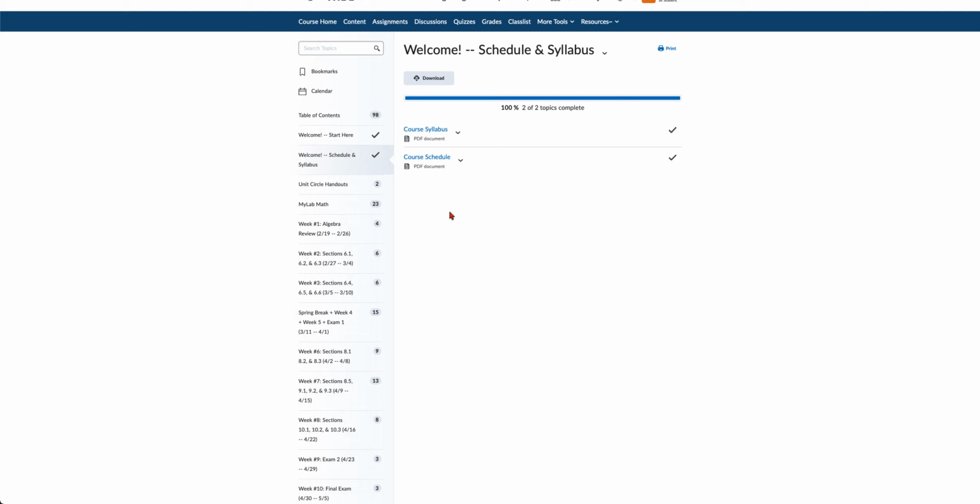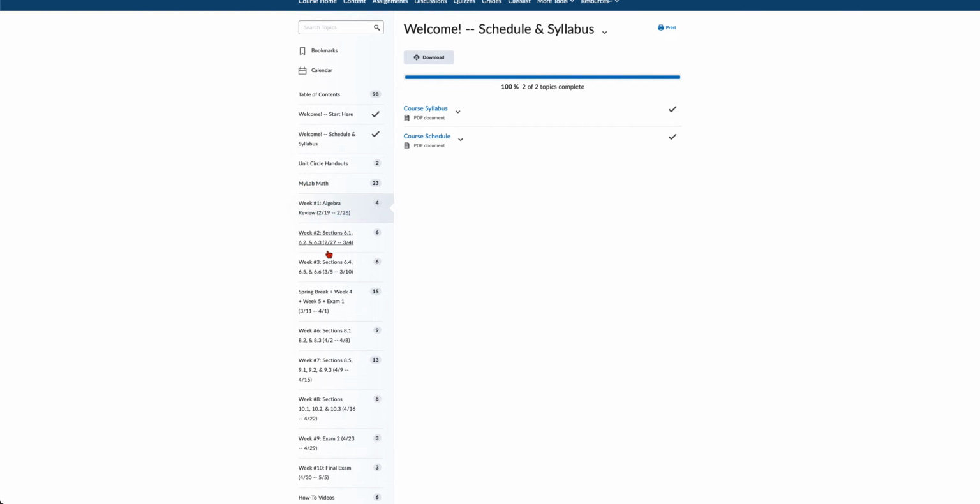Make sure you print out that course schedule if you get a chance, and have that on you at all times so you can see when we have assignments and everything due. Unit circle handouts, that's something we're going to learn about in this course. That's just for much later. You'll see that. MyLab Math, I'm going to skip that real quick. That's where almost all of your homework assignments are. We're going to go to that a little bit later in the video.